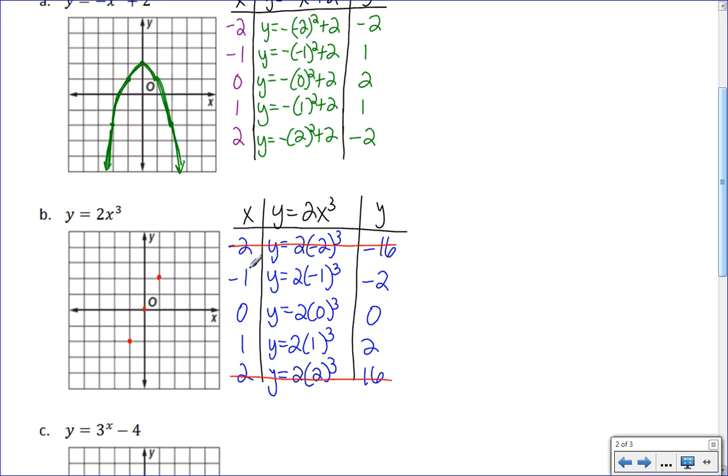So since we know that -1 and 1 gave us -2 and 2, we should be able to go just a little bit outside of here and get points that are also on the graph. So let's try -1.25 and +1.25.